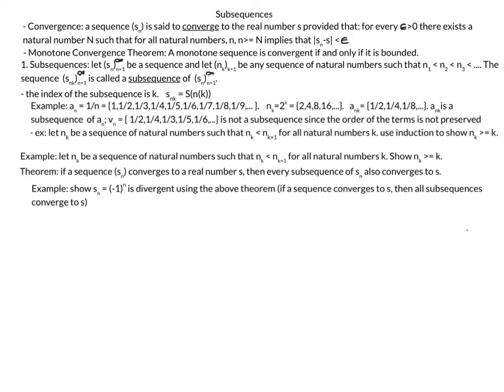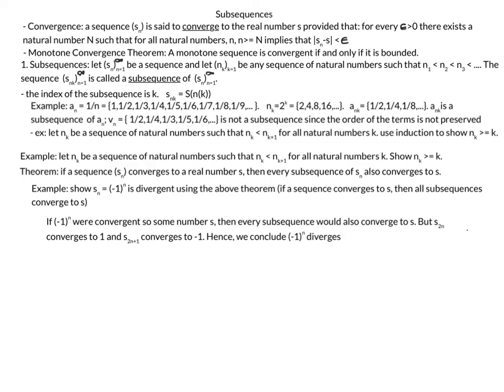Next, we're going to show S_n equals (-1)^n is divergent, again using that same theorem. And we're going to do this by contradiction. So if S_n equals (-1)^n were convergent to some number s, then every subsequence would also converge to s. But s_{2n} converges to 1, and the odd s_{2n+1} converges to -1. And since limits are unique, from a theorem from the last video, we conclude that (-1)^n diverges.